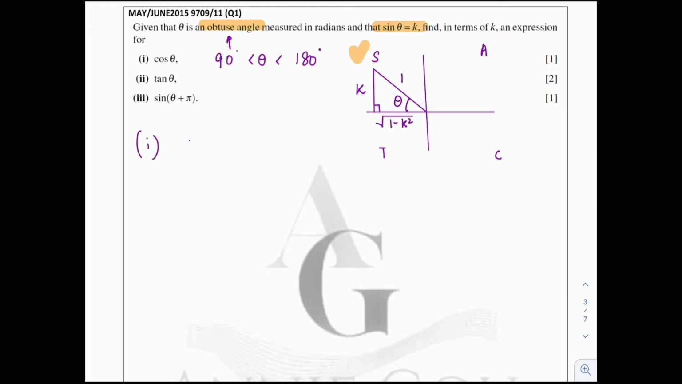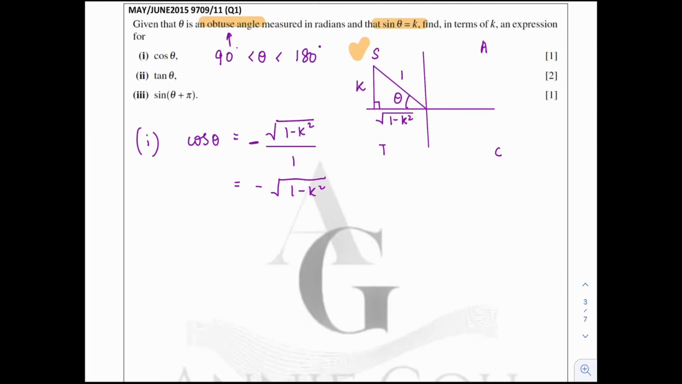Then we can start answering the question. According to part 1, you are asked to find cos theta. Cos theta is adjacent over hypotenuse. So the ratio should be equal to square root of 1 minus k squared over 1. And bear in mind, you have to check for the quadrant. In the second quadrant, only sine is positive. And now you are asked to find cos, which means for cos theta, it should be a negative value. Hence, the answer should be negative square root of 1 minus k squared. That is the answer for part 1.